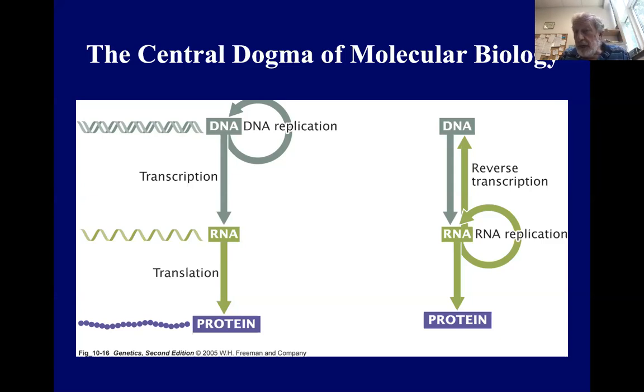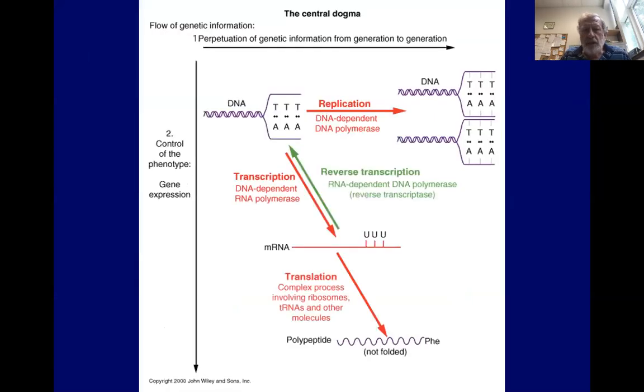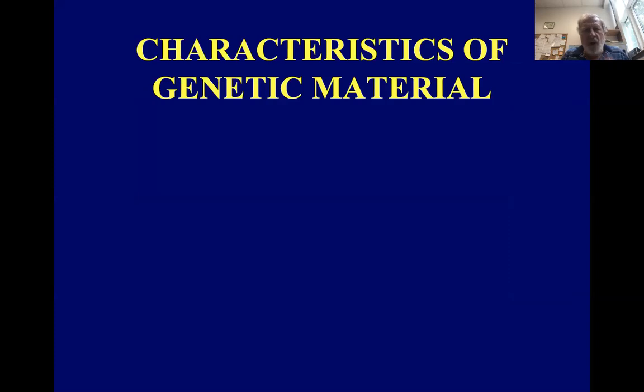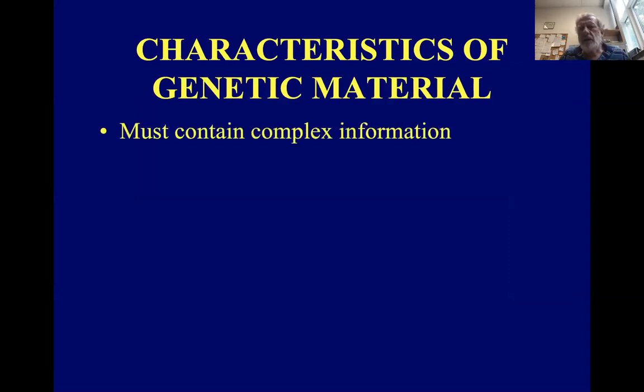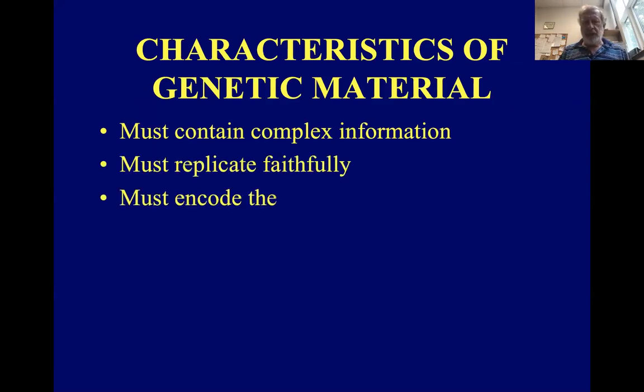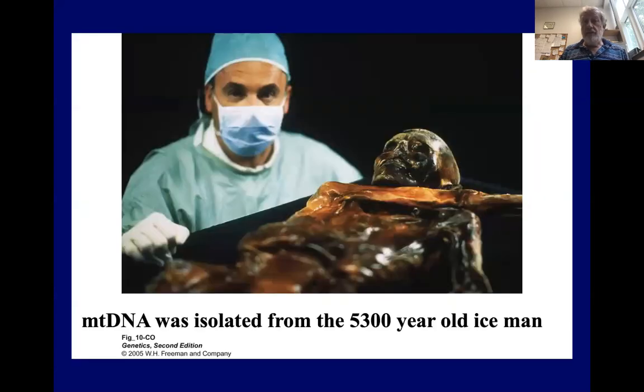Some retroviruses are capable of reverse transcription. Some RNA viruses can replicate their own RNA genomes. And here's another way of looking at the central dogma in a little more, I guess, complex way. So, characteristics of the genetic material: it must contain complex information, must replicate faithfully, and it must encode the phenotype. And DNA fits all of these.